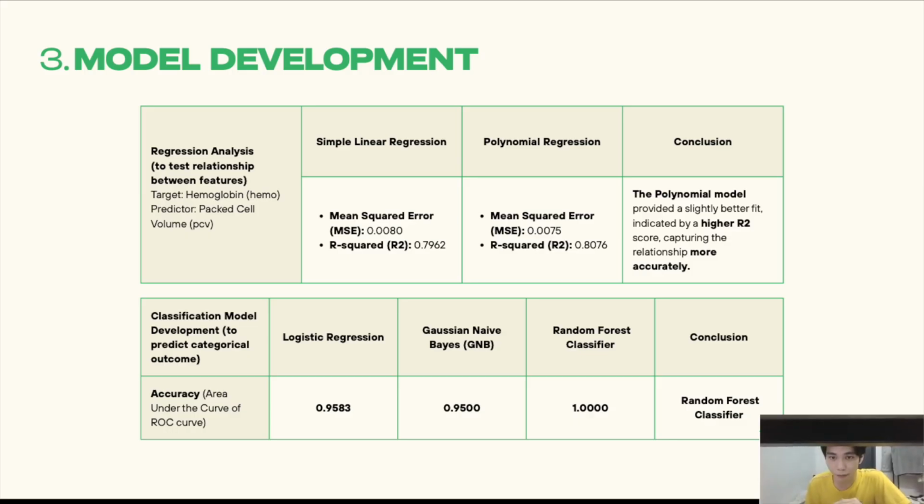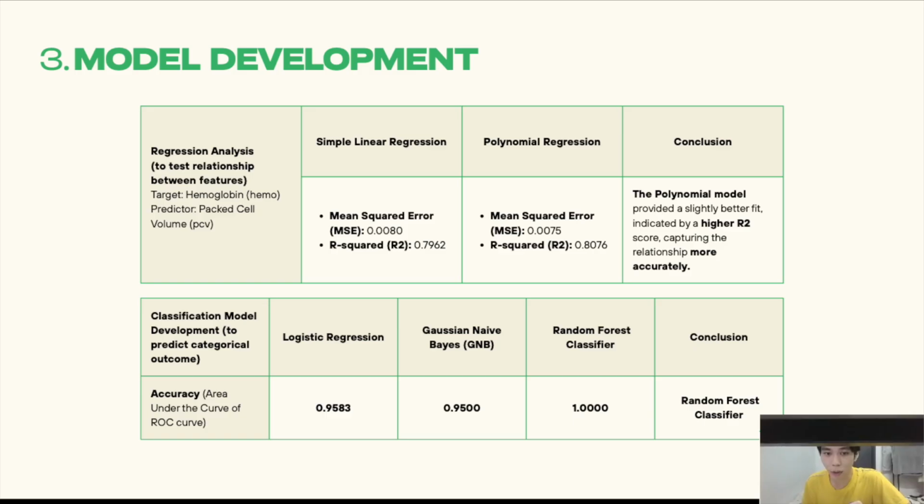So phase 3 and phase 4 will be the model development. We tested 3 algorithms: logistic regression, Gaussian naive Bayes, and random forest. Our evaluation shows that random forest was the superior model, as it achieved an accuracy of approximately 99% and a perfect AUC score of 1.00.